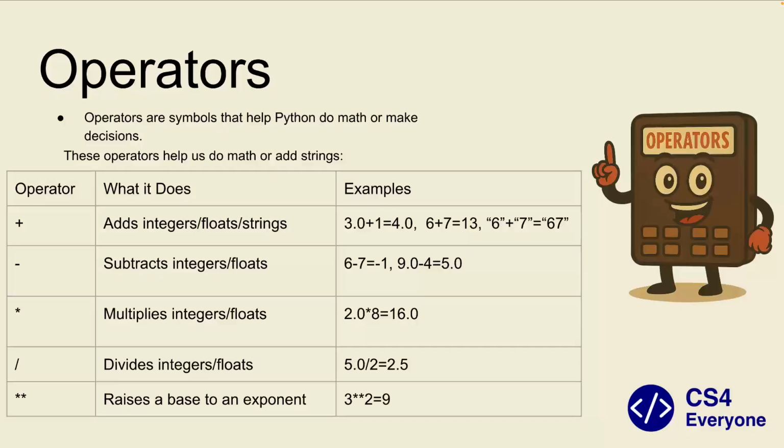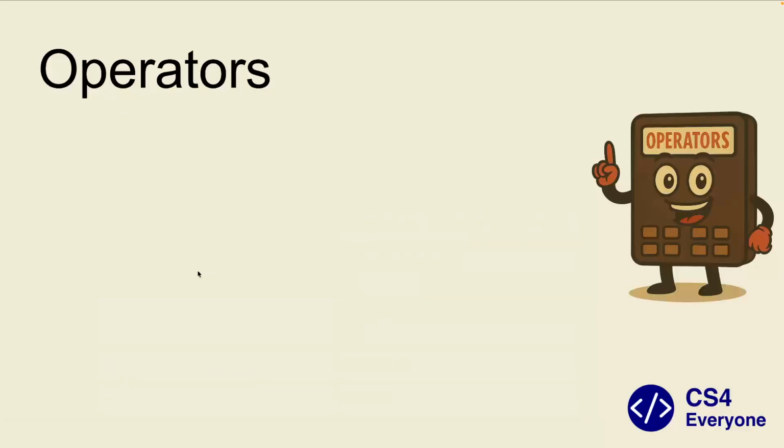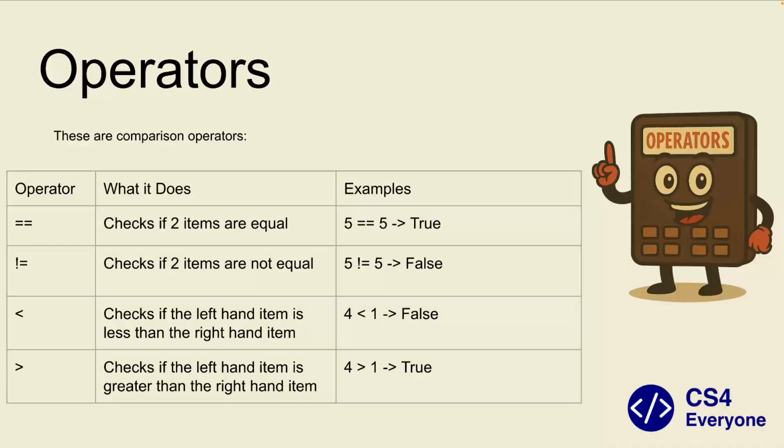The double asterisk operator raises a base to some exponent. So 3 double asterisk 2 is 9. There are also comparison operators. The double equal sign checks if two items are equal. For example, 5 double equal 5 is going to yield true, and not equal to checks if two items are not equal. So 5 not equal to 5 will yield false.